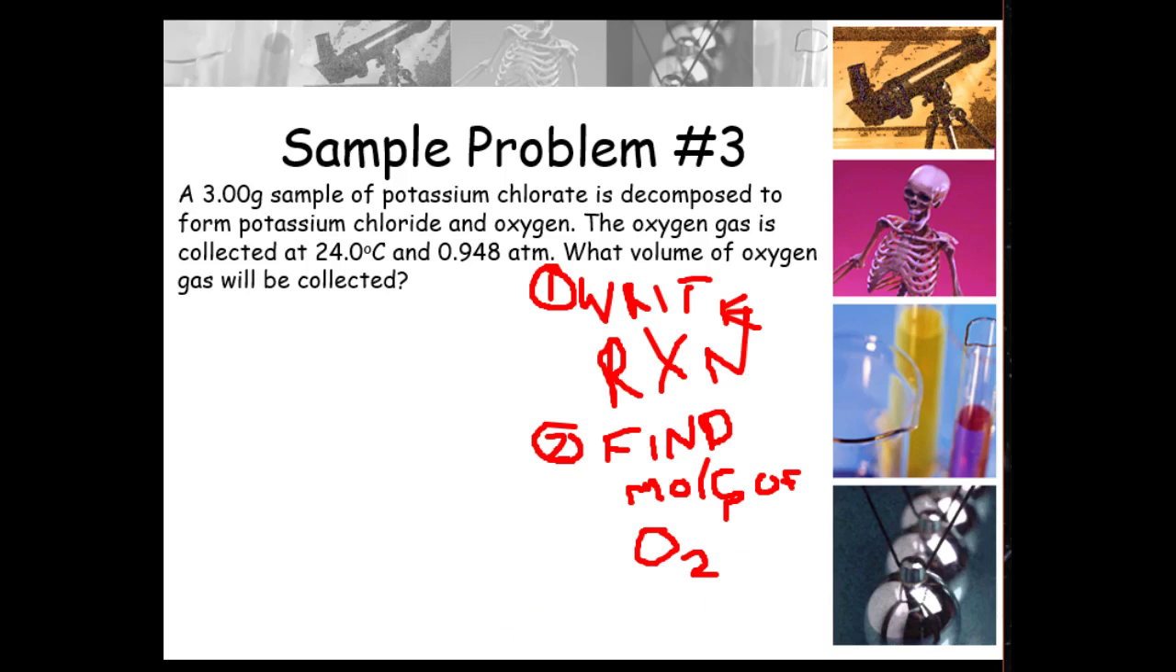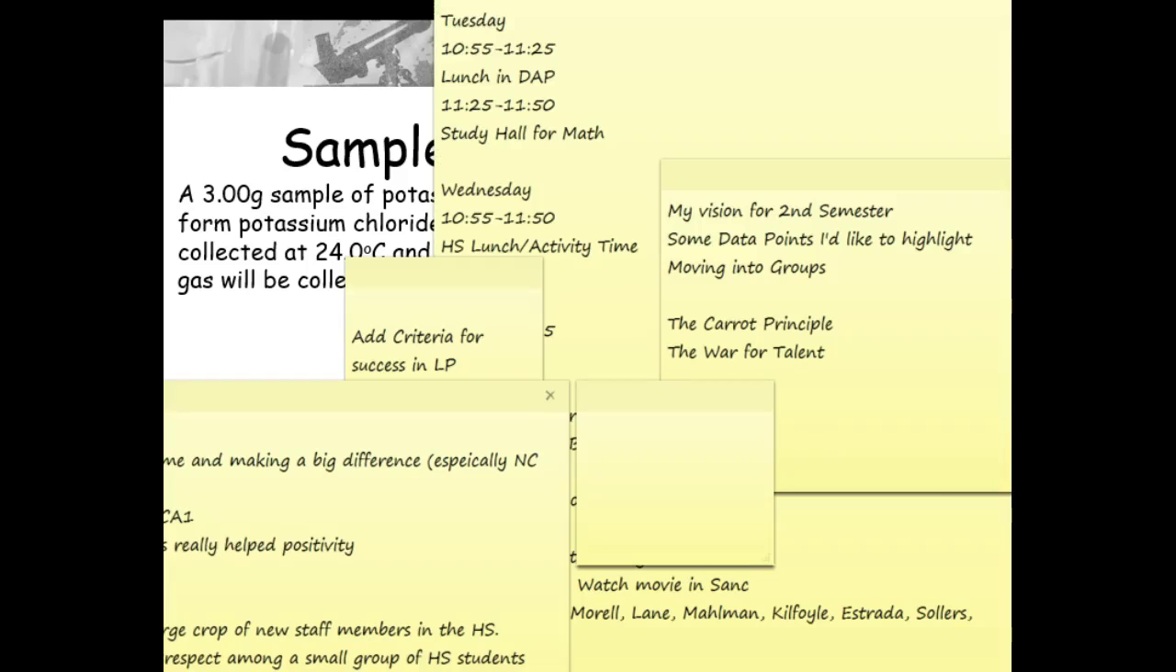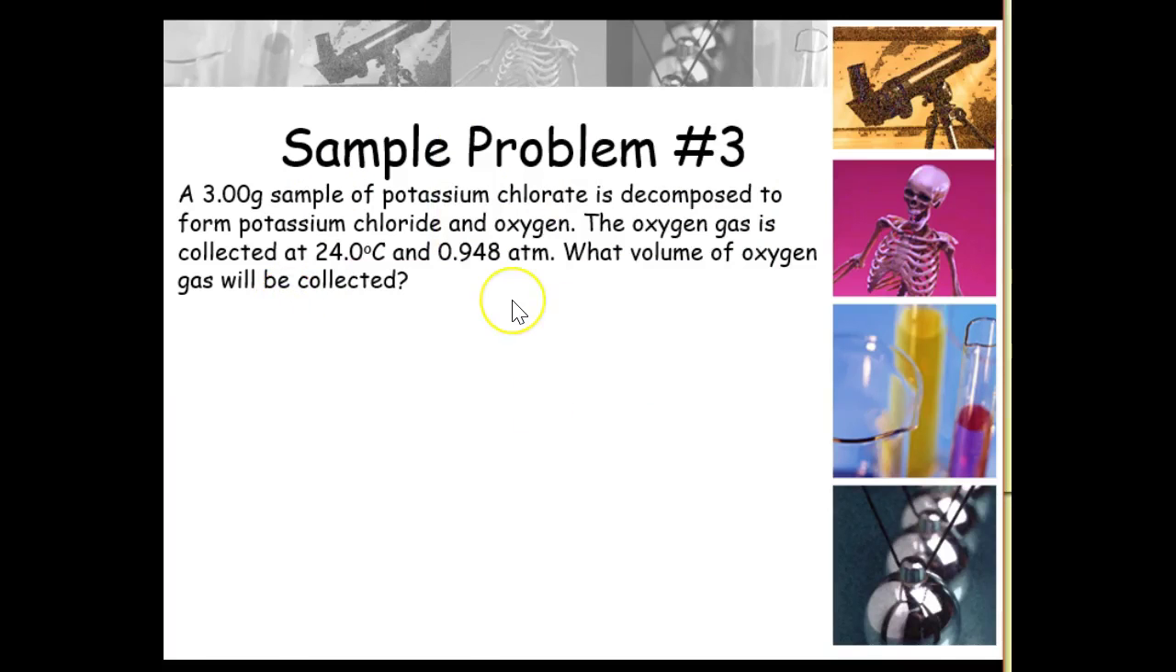Alright guys, this is a more difficult question. So, to write the reaction, we have KClO3, that's potassium chlorate, which gives you potassium chloride and oxygen, O2. Then you'd have to balance it by putting a 2 and a 3.